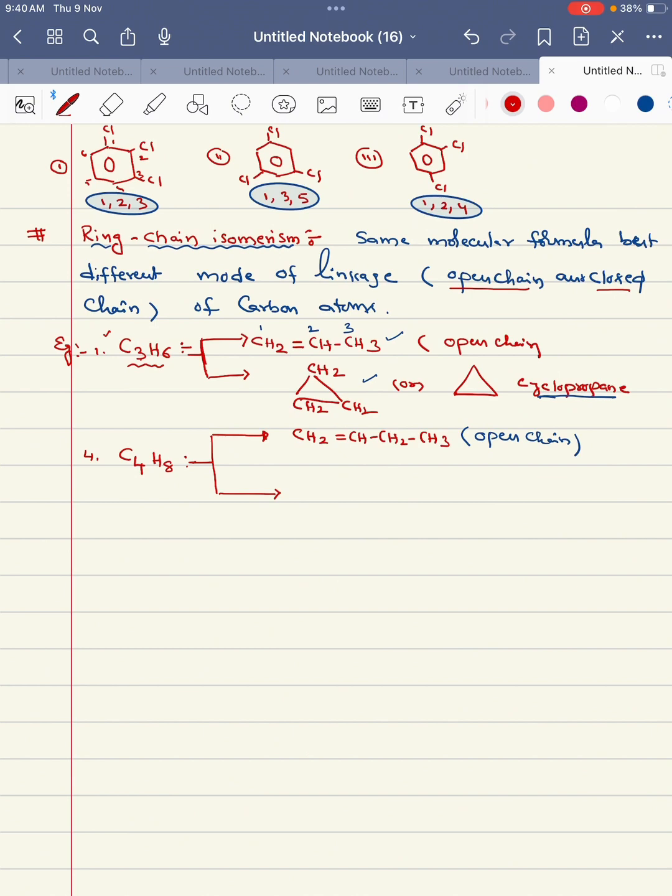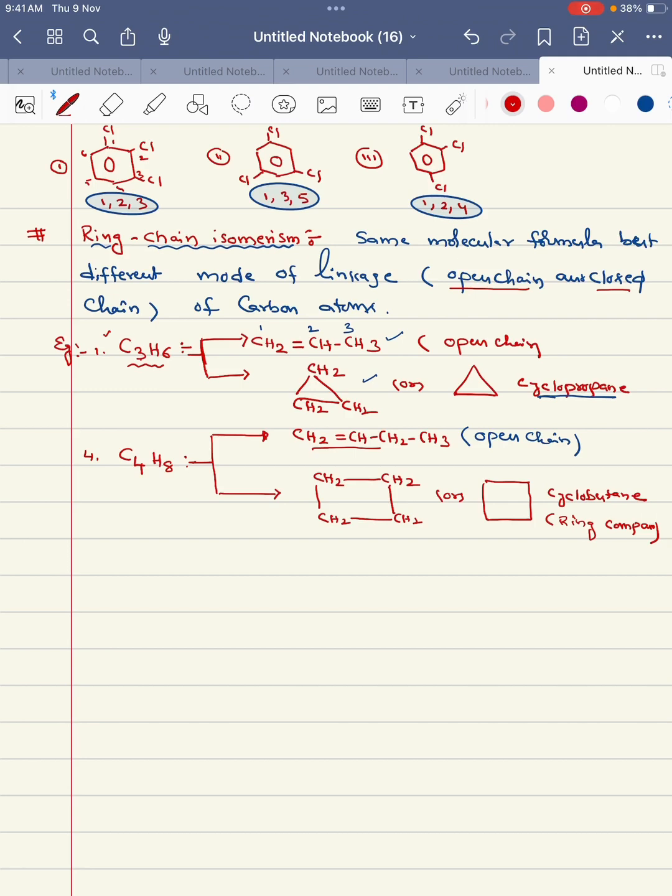What is the closed one? In total, how many carbons are there? 4 carbons are there. This will be written as a closed ring. See that? This is the closed one. Simply, we can write it as cyclobutane. Cyclobutane is saturated, while the other is unsaturated, with a double bond. So it is called a ring compound.